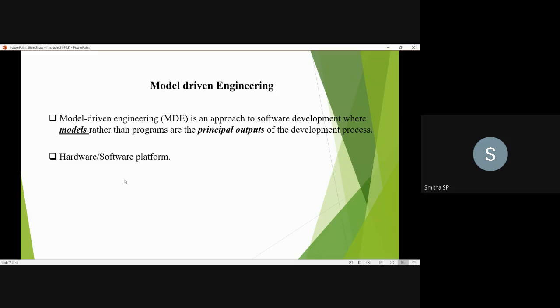Model driven engineering is an approach to software development where models rather than programs are the outputs of the development process. That is, we obtain models as the output of the development process, and the programs execute both on the hardware and the software platforms. Now we shall see what all the uses of model driven engineering are.